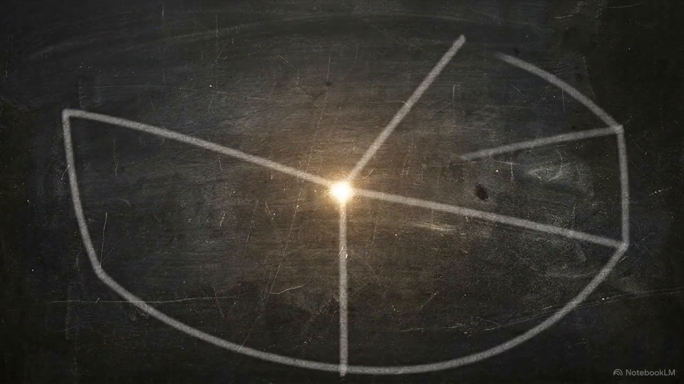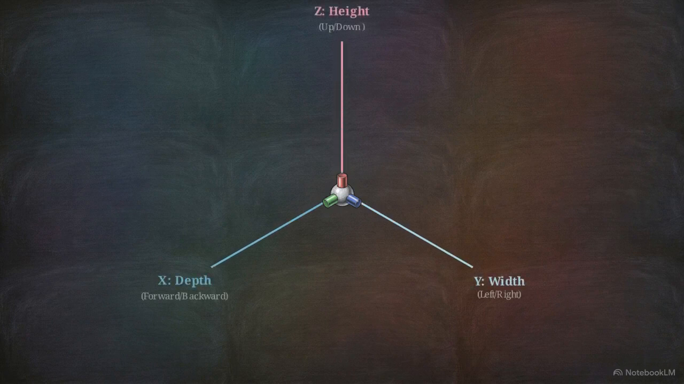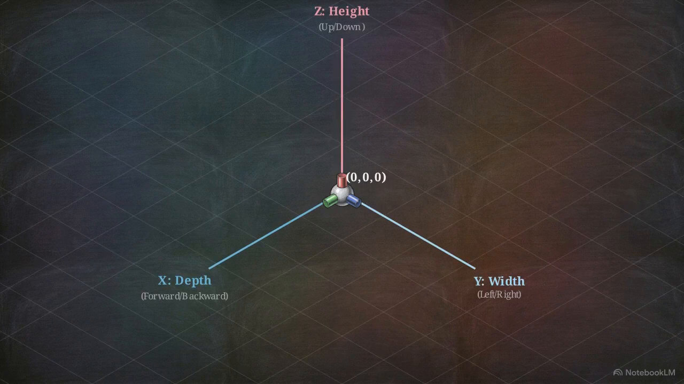Before a virtual world can exist, there is only a mathematical void. To build reality, a computer must define a single point of origin. From that origin, three lines extend, x, y, and z, forming the world coordinate system. This grid is the absolute anchor.